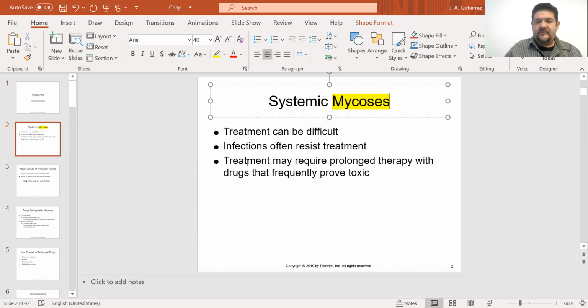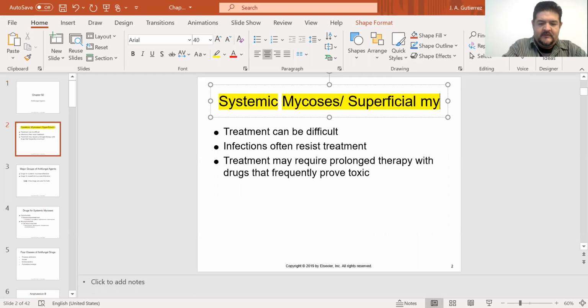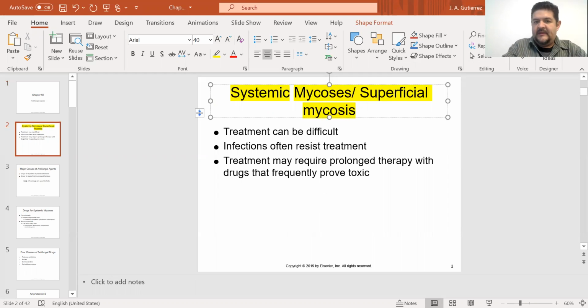And there's two types of mycosis. Here we're going to start with systemic. That means that the infection is inside the patient's body. So systemic mycosis, the fungal infection is inside the patient's body. And the other one, I'll put it right here, will be superficial mycosis. And based on the name, it's on the surface. That means that there's skin infections. Skin infections more often than systemic mycosis.